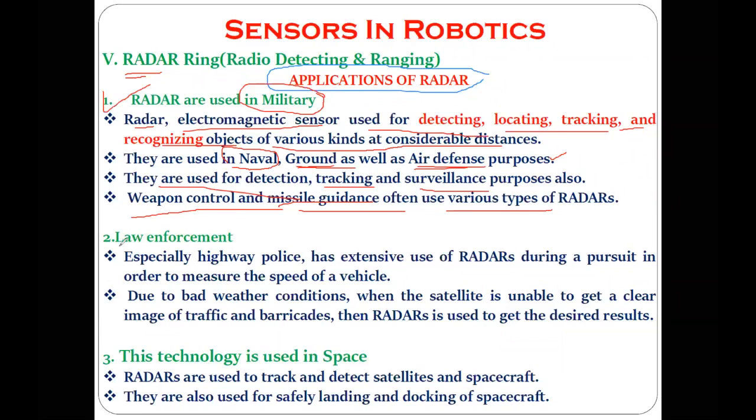Then law enforcement. What is law enforcement? This can be utilized by the police also, specifically traffic police. With the help of radar, it is possible to measure the speed of a vehicle. In the US, UK, you must have seen in Hollywood movies also, if a bike is moving very fast on the road, its speed is automatically detected by the traffic police, and at that instant the traffic police start following that vehicle. Yes or no?